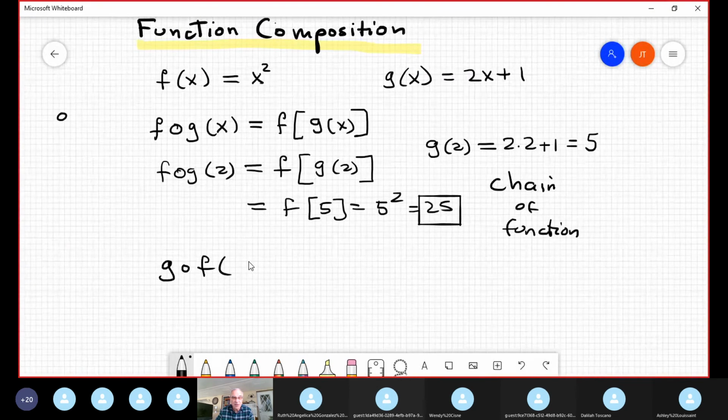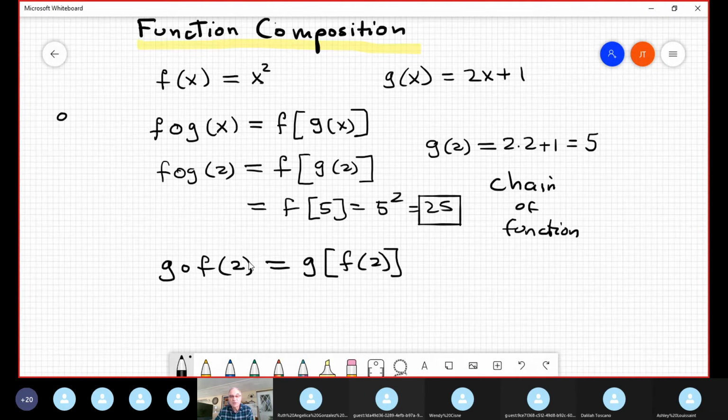Suppose I try to compute this in a different order. I switch the order. It's not commutative. Do you expect the same answer? No. A completely different answer. So this is g composed with f, evaluating at 2.